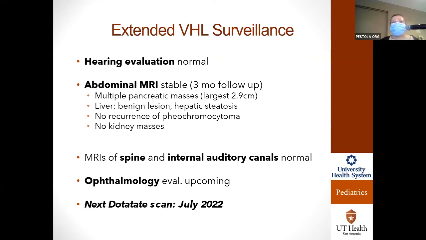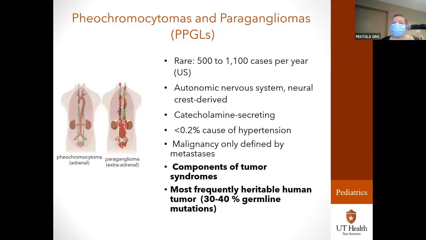She does follow up every 3 months in the pediatric hematology oncology clinic. As part of her workup thus far, we did have a hearing evaluation, which was normal, and a stable abdominal MRI on her 3-month follow-up. It did not show any recurrence of pheochromocytoma and no new kidney masses. The MRIs of the spine and internal auditory canals were both normal, and she does have a next Dotatate scan in July of this year. So with that, I'll go ahead and turn it over to Dara, who will go over pheochromocytomas and paragangliomas in more detail.